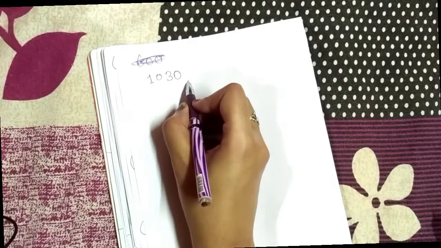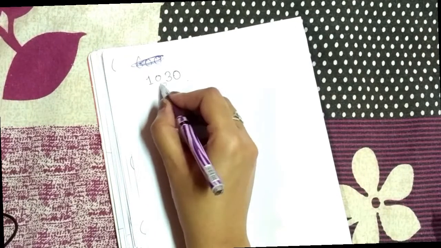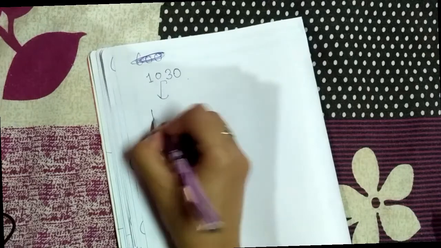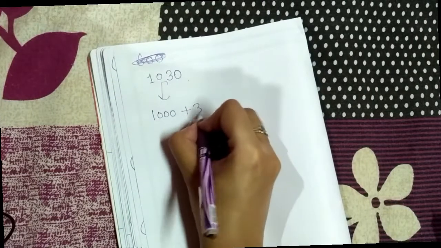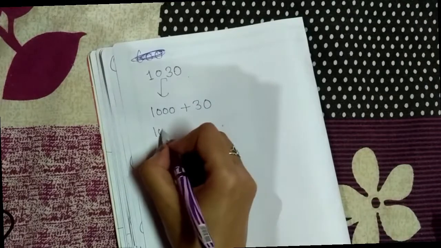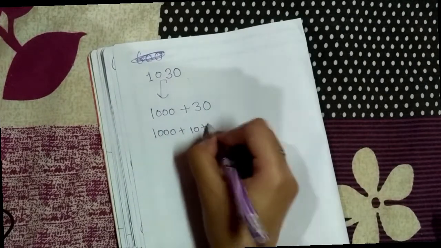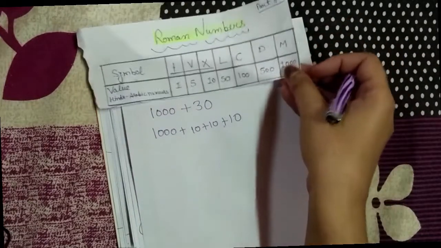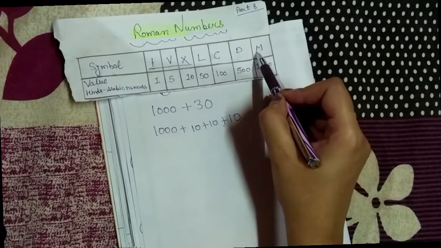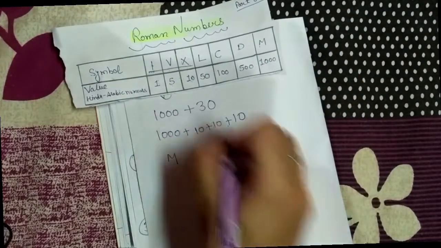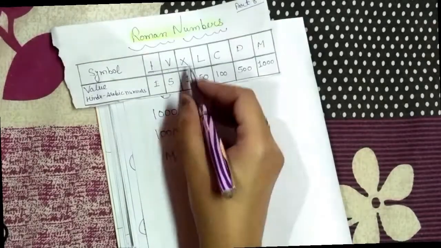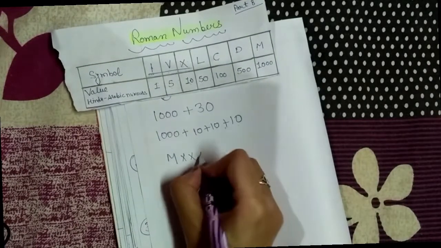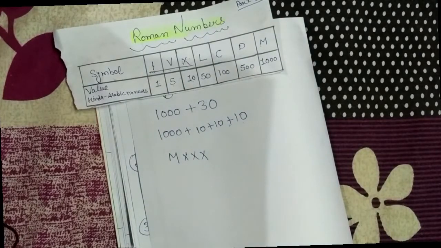Okay. So 1030. Let's solve this. So let's divide the number. It can be 1000 plus 30, or 1000 plus 10 plus 10 plus 10. For 1000, I'm having a symbol that is equal to M. So M, and on the right hand side, because I'm adding here, 10, X X X. So this is the correct answer.